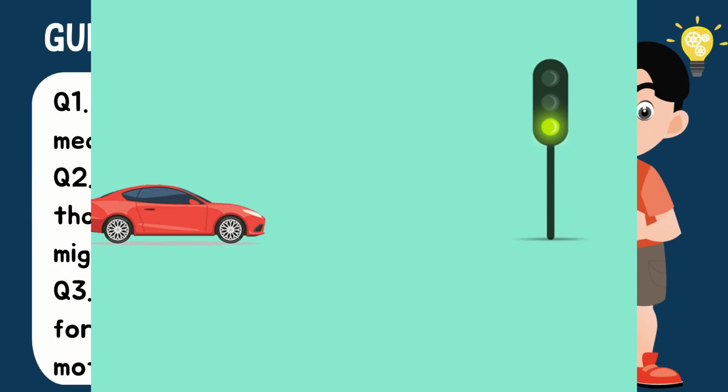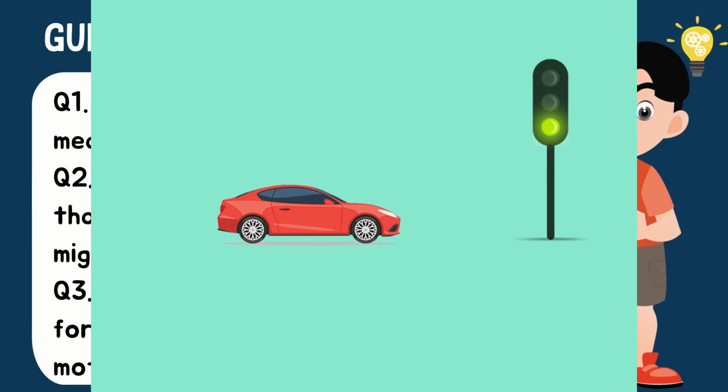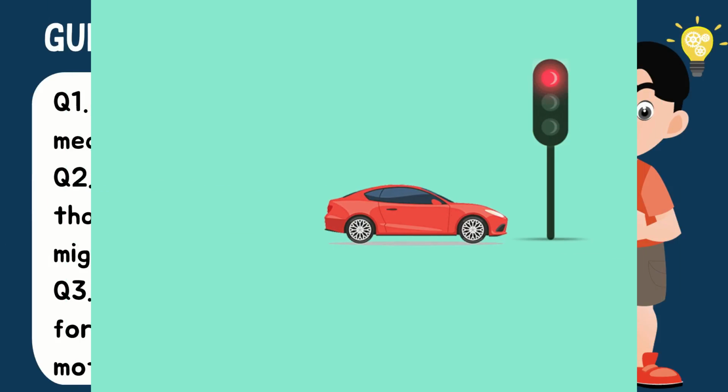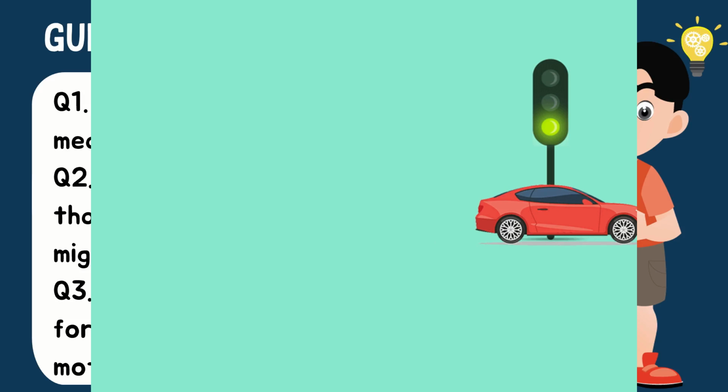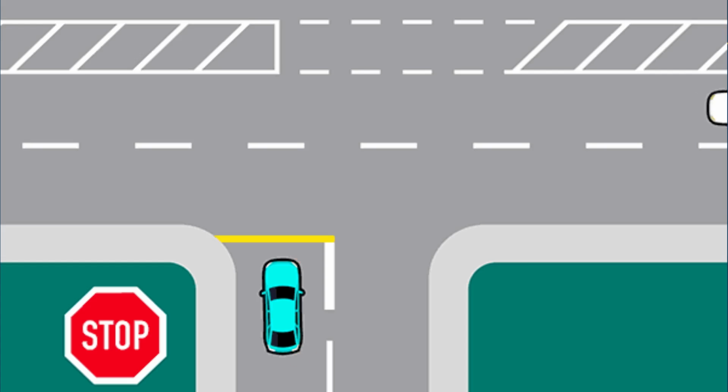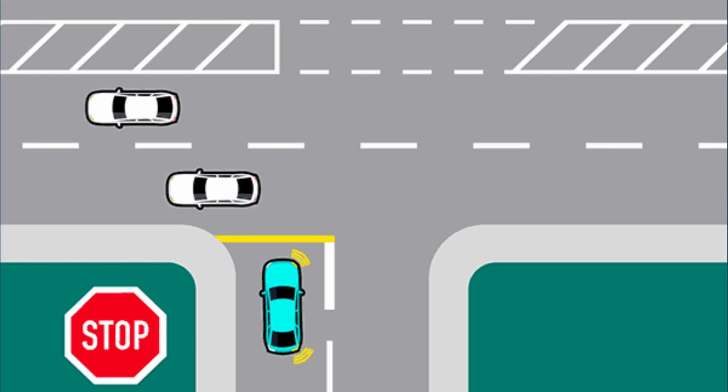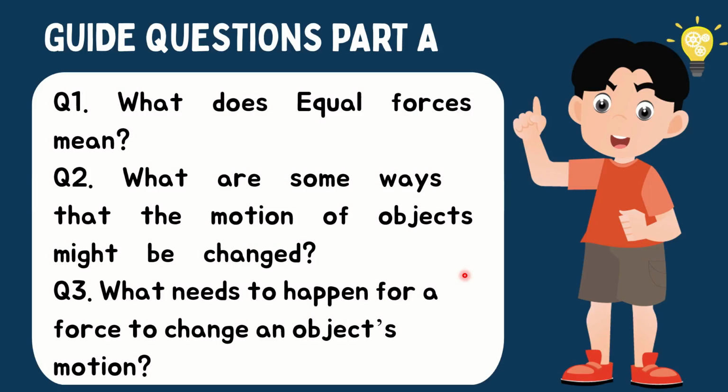First, they could start moving from being still or being at rest. Or it could speed up or accelerate. Or either it could slow down or decelerate. They could also change in direction, or they could stop moving. Those are some of the ways that the motion of an object might be changed.